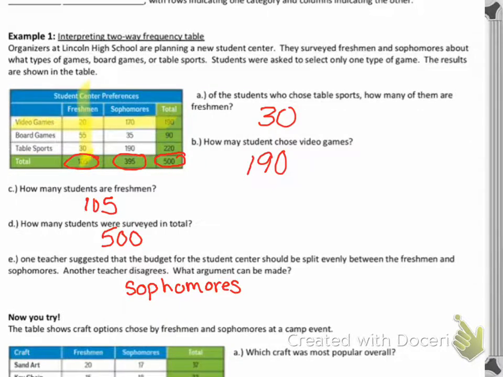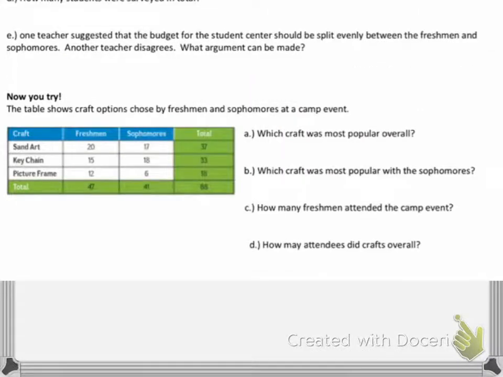So now that you've seen an example of how to read a two-way frequency table, why don't you guys try the next one on your own? So looking at this two-way frequency table, to answer the following questions, starting with question A, which craft is the most popular overall? And so my crafts are over here, and so I'm going to look at their totals over here. And the most popular seems to be the sand art, with 37 total.